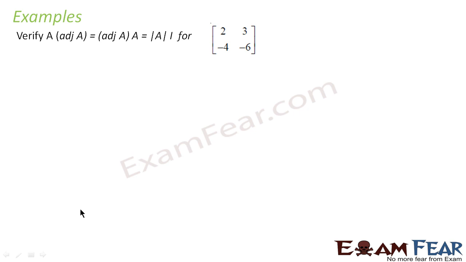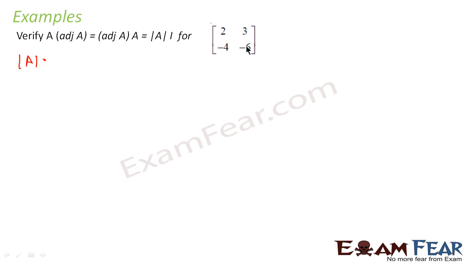Let's verify that A into adjoint of A is equal to adjoint of A into A is equal to determinant of A into I for this set. We'll verify this. So what we can do is, the first thing is we have to find adjoint of A. And also we have to find determinant of A. Let's find determinant of A.